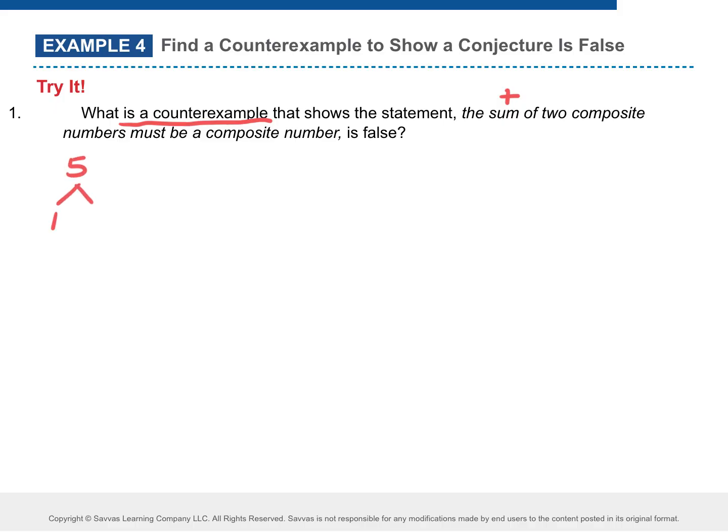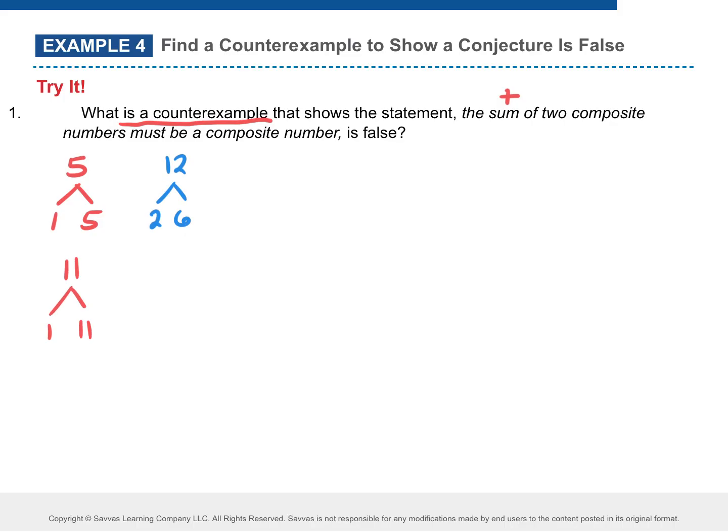Because 1 and 5 are the only numbers that go into it. Another example of a prime number would be 11, because the only numbers that go into it are 1 and 11. So a composite number is any number that's not prime. A composite number would be like 12. What numbers go into 12? 6 and 2.